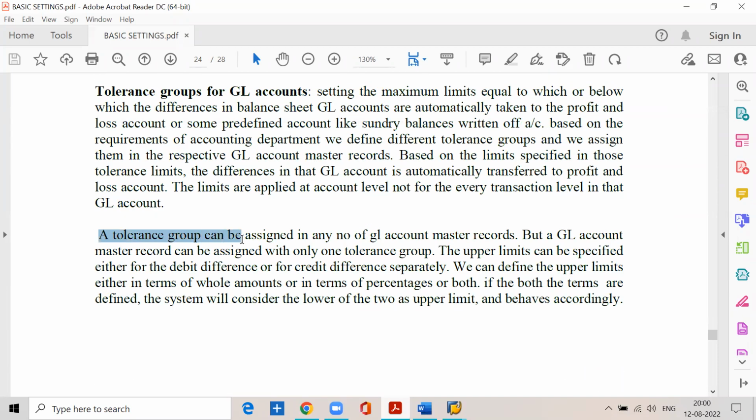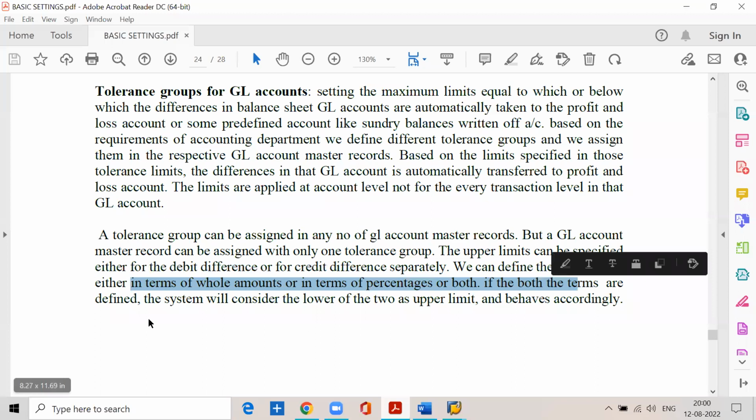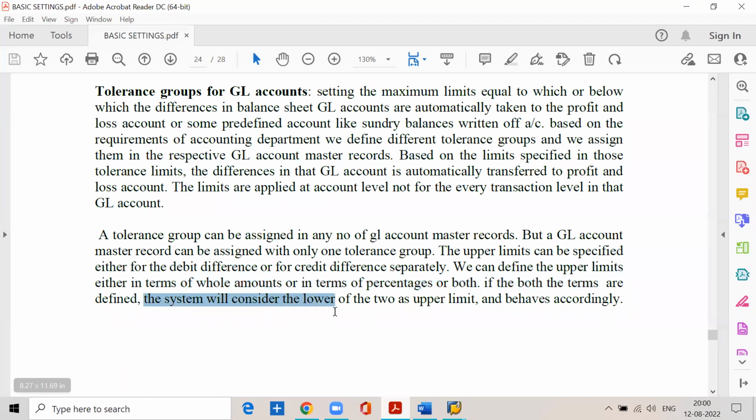A tolerance group can be assigned to any number of GL account master records, but a GL account master record can be assigned only one tolerance group. The upper limits can be specified separately for debit differences or credit differences. We can define the upper limits in terms of whole amounts, percentages, or both. If both are defined, the system considers the lower of the two as the upper limit and behaves accordingly.